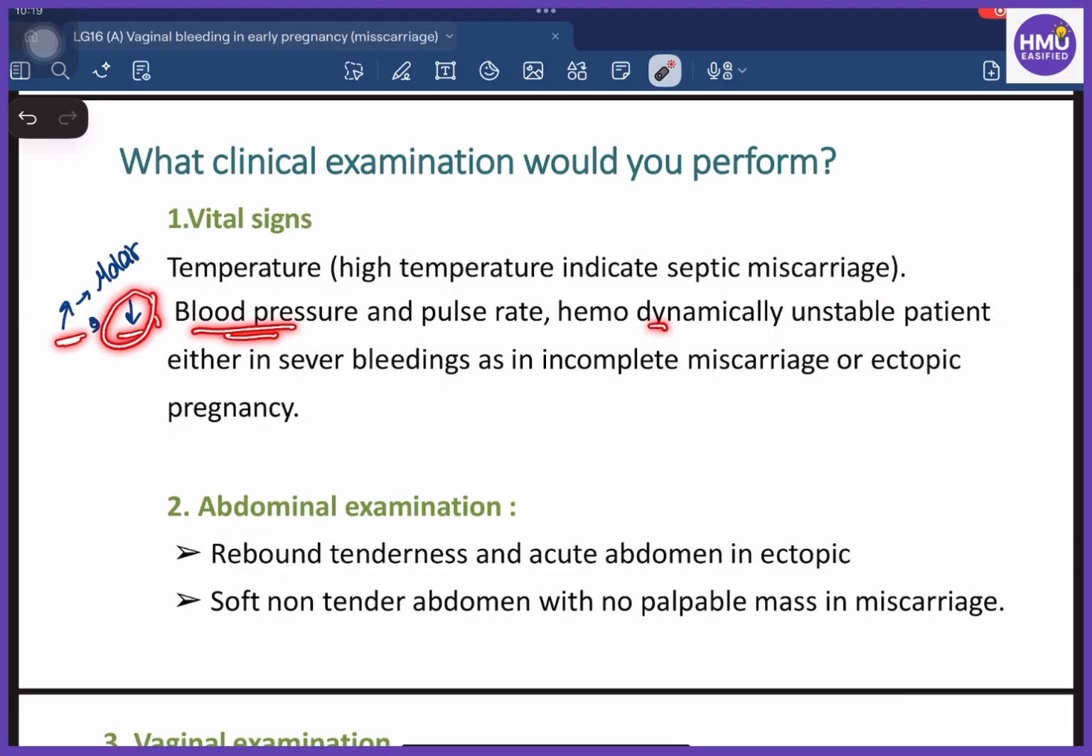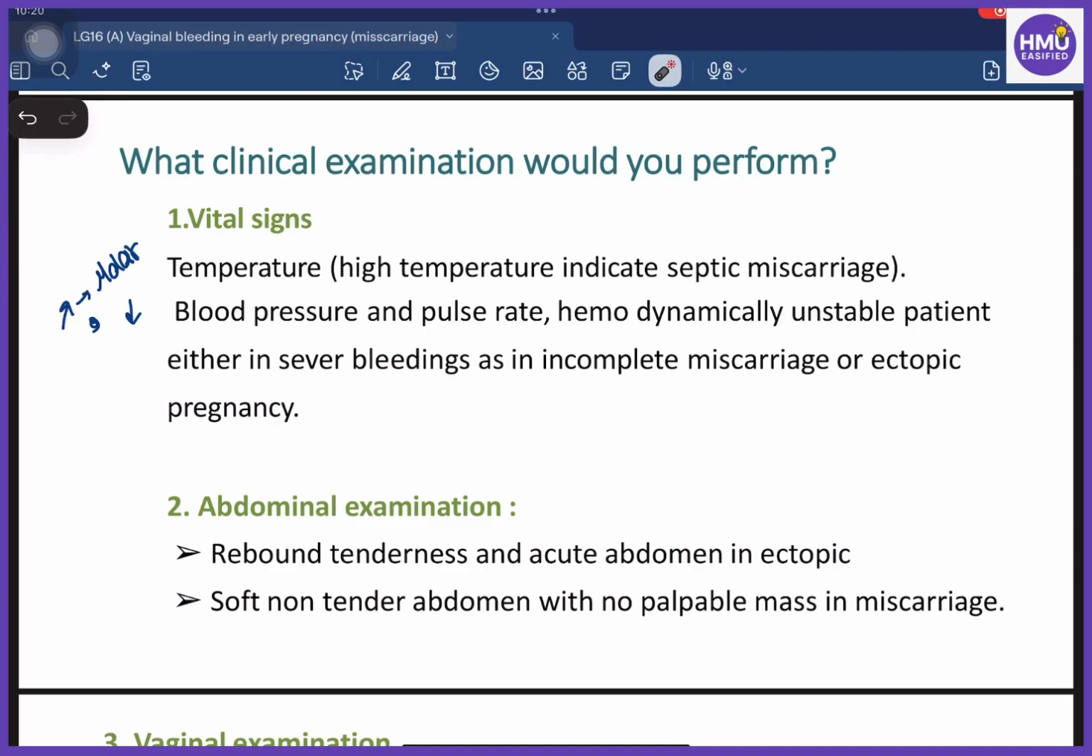Hemodynamically unstable patient. If it's elevated, then that's suggestive of molar pregnancy. Preeclampsia before 20 weeks of gestation. So they will be presented with an elevated blood pressure and pulse rate. If the patient is tachycardic, then that's a hemodynamically unstable patient.